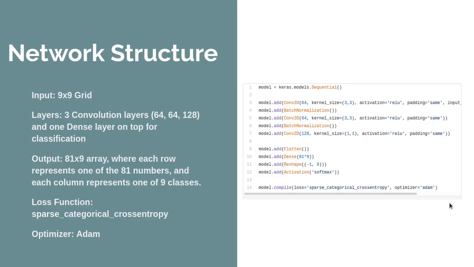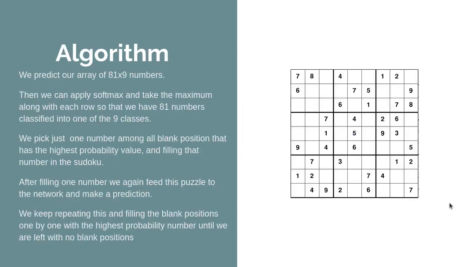Talking about the exact network structure of the neural network isn't in the scope of this video, but our input is a 9x9 grid, and our output is an 81x9 array where each row represents one of the 81 numbers, and each column represents the probabilities of the classes, that is, from 1 to 9. Let's talk about the algorithm. We first predict an array of 81x9 numbers, and then we classify the 81 numbers into those with the highest probability.